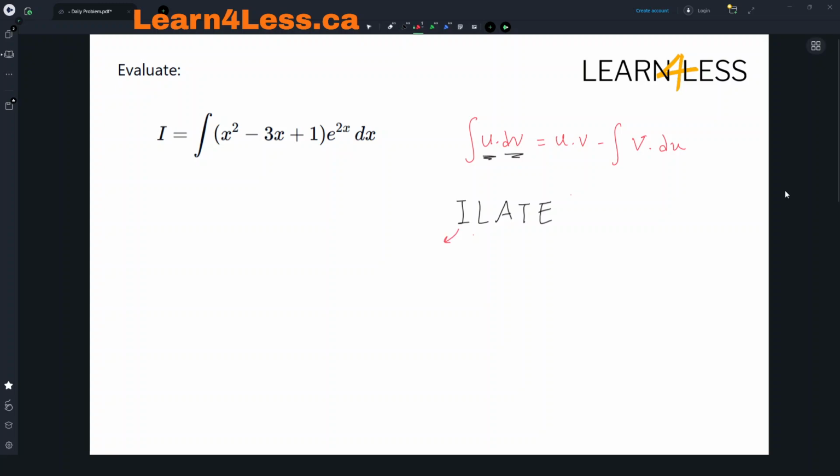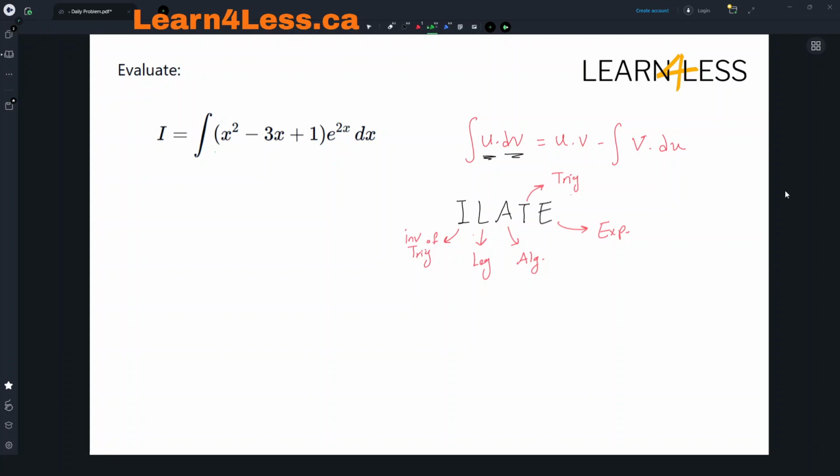I stands for inverse of trig. L stands for logarithmic function. A stands for algebraic function. T stands for trig function, and E stands for exponential function. So based on what we have here, we choose which part should be u.